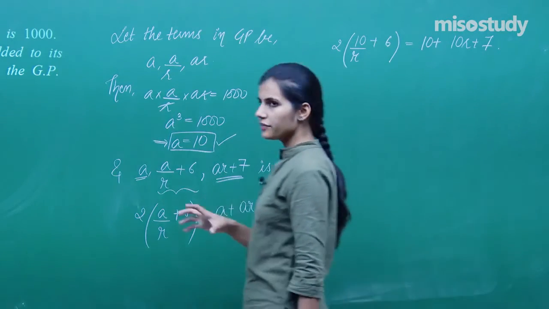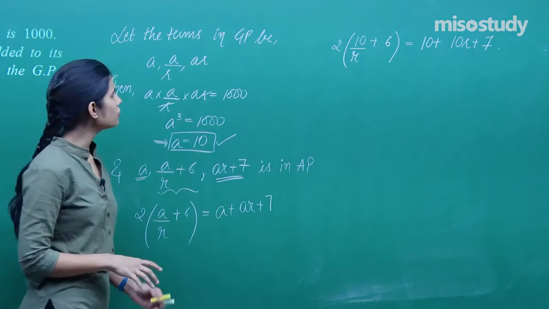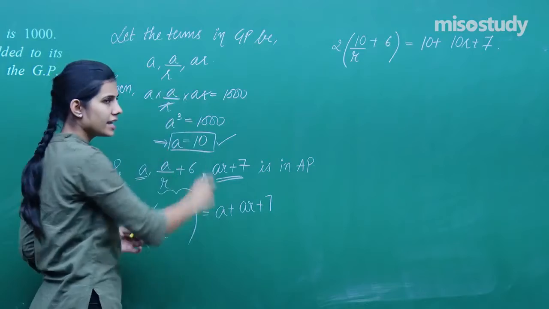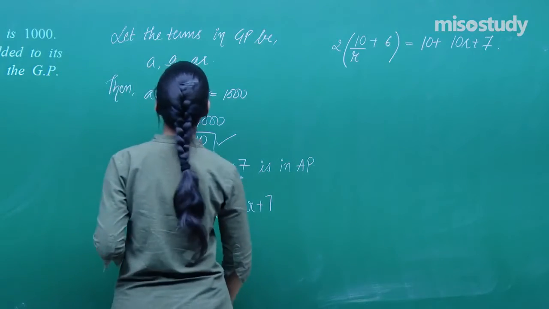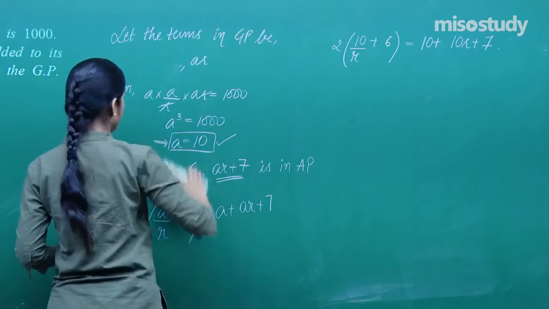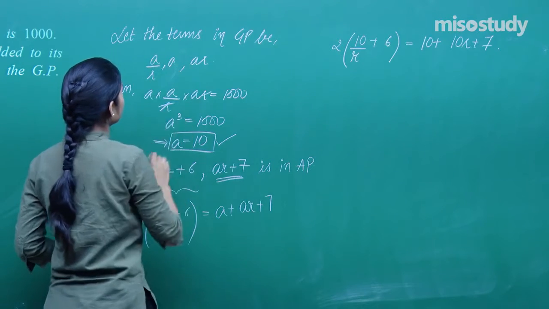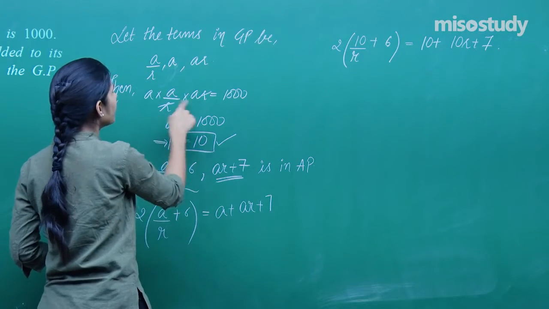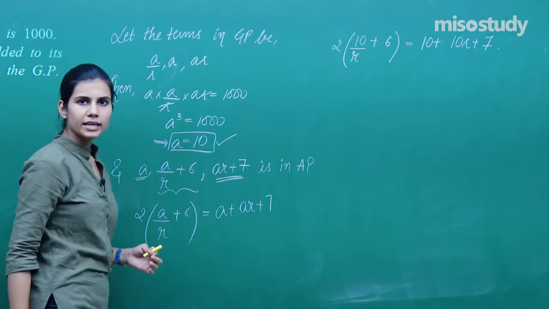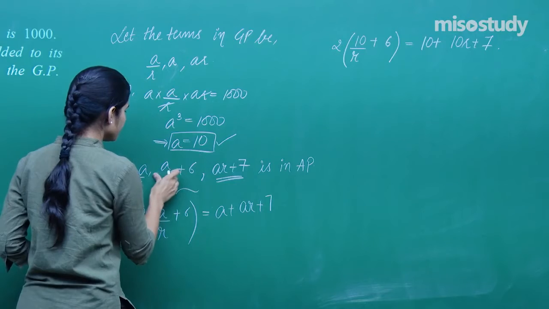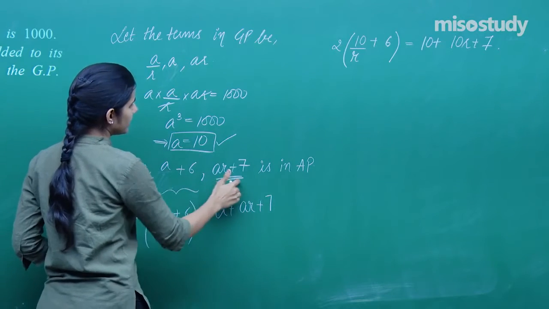Okay, so in here, whenever we are randomly choosing 3 terms of a GP, the first term is kept as A by R, the second as A, and the third as AR. So the product is not going to be altered at all. If I do that, this would mean A by R into A into AR, which would again give me A as 10. Here I will have A by R as the first term, A as the second term, and AR as the third term.